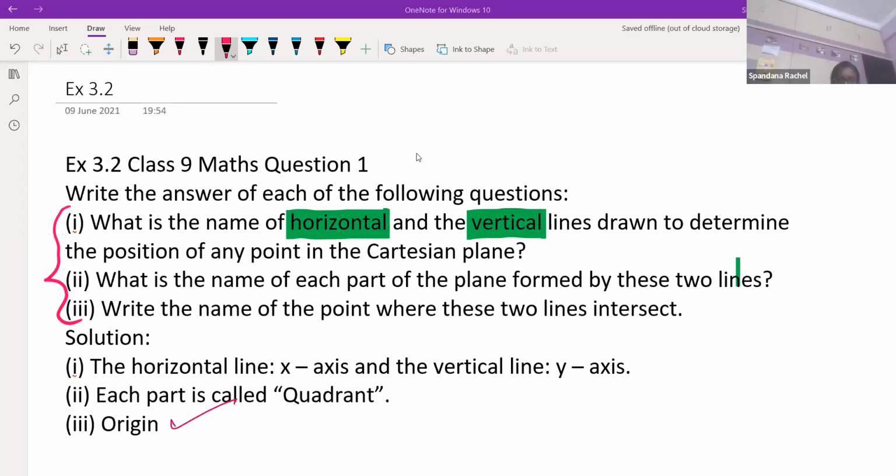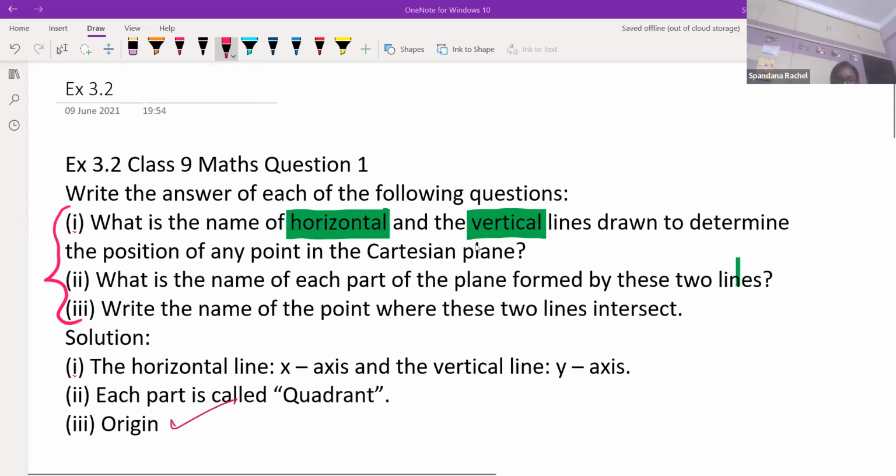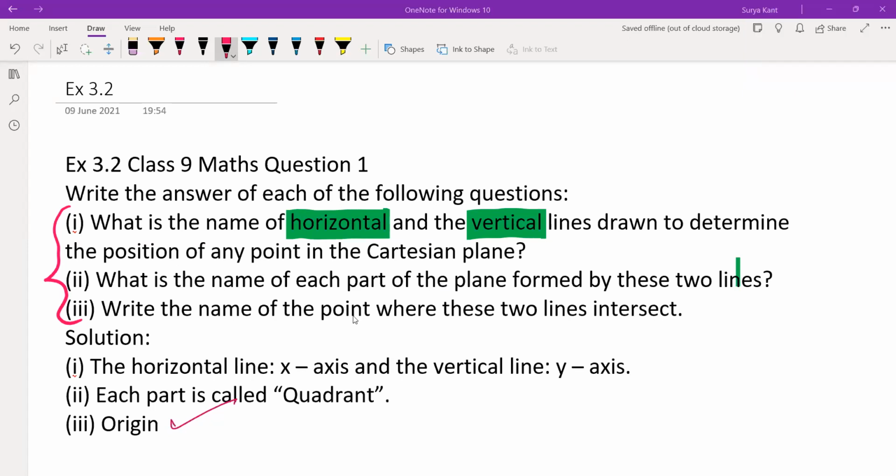Sir, done, sir. Yes, tell me. Got the answer. Horizontal line is x-axis. Vertical line is y-axis. Okay. Then what is the name of each part of the plane formed by these two lines?